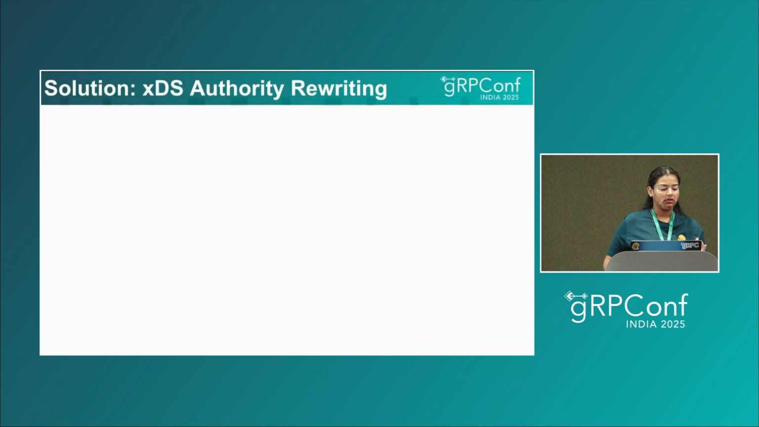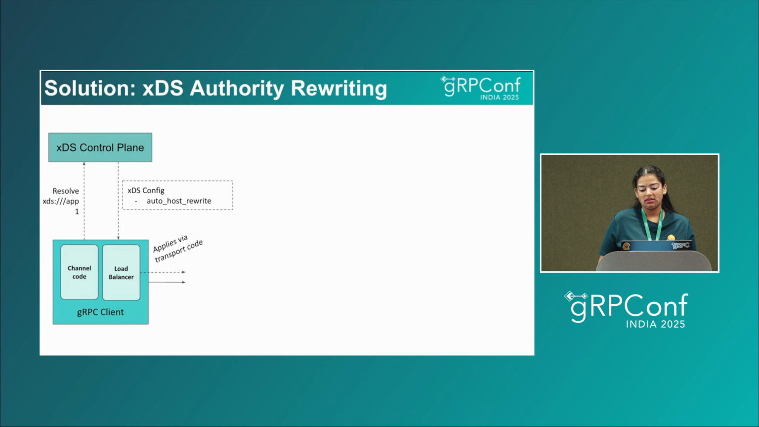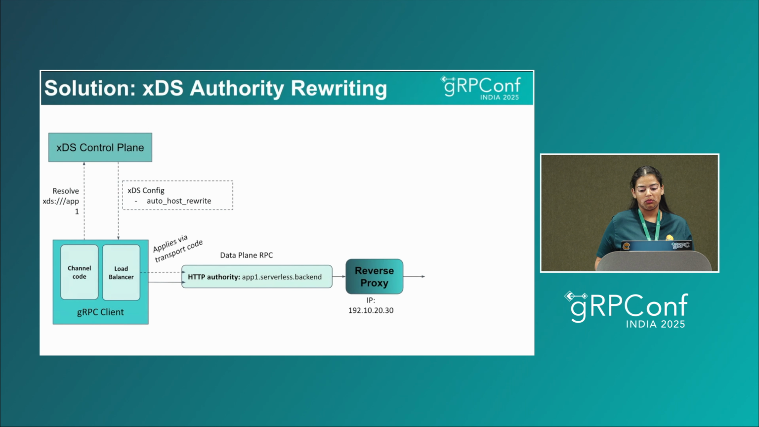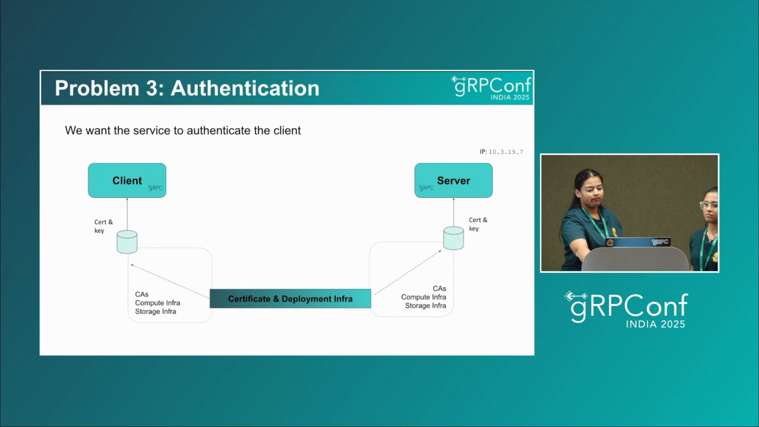Let's understand the flow of RPC through this diagram. The XDS control plane configures the client and provides the physical Cloud Run hostname. The gRPC client's load balancer checks for the auto host rewrite flag. If authorized, the client overwrites the logical authority header with the correct physical Cloud Run hostname, and the reverse proxy receives the corrected authority header and successfully routes the RPC to the specific serverless backend.